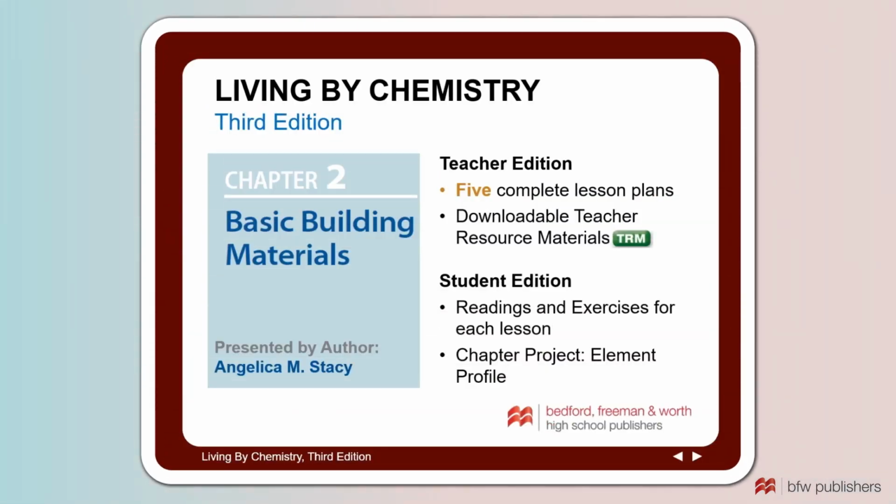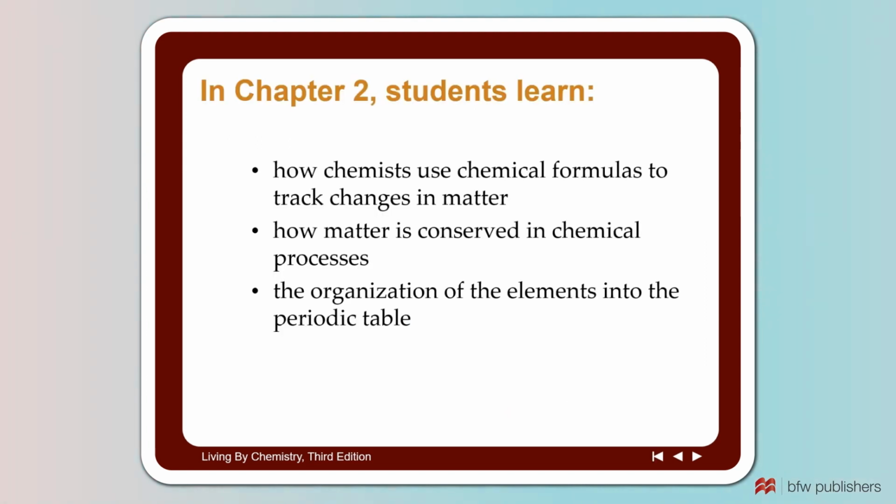This video offers you an overview of Chapter 2 of Living by Chemistry, called Basic Building Materials. This chapter introduces students to elements, elemental symbols, and the periodic table in 5 lessons. In Chapter 2, students learn how chemists use chemical formulas to track changes in matter, how matter is conserved in chemical processes, and the organization of the elements into the periodic table.